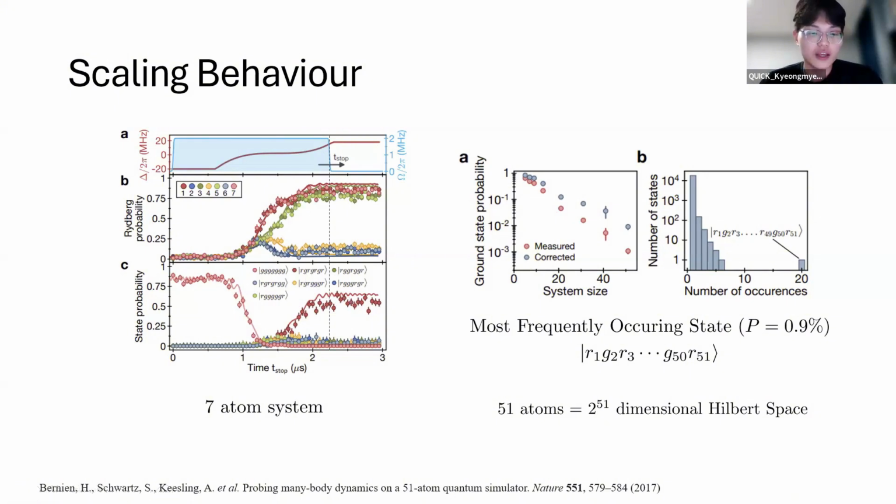And this is also the case when you increase the size of the system up to 51 atoms. When you increase the system size, the Hilbert space dimension increases exponentially. But you can see that the most frequently occurring state is the perfectly Z2 ordered state with probability of around 1%, which is remarkable considering the large dimension of the Hilbert space.